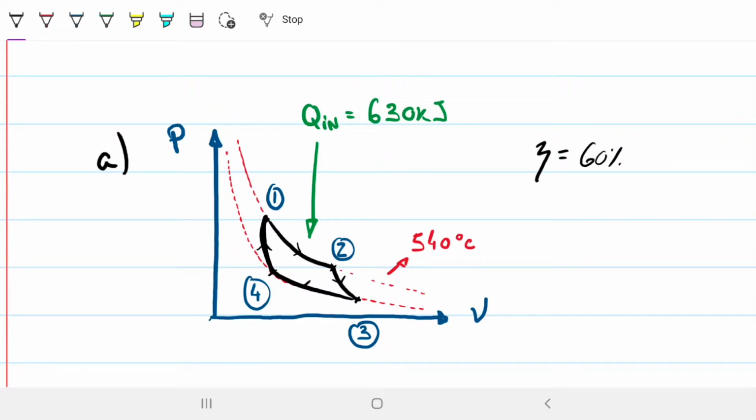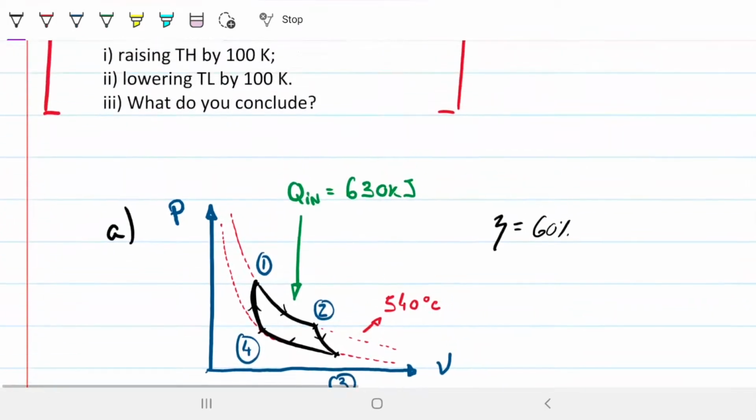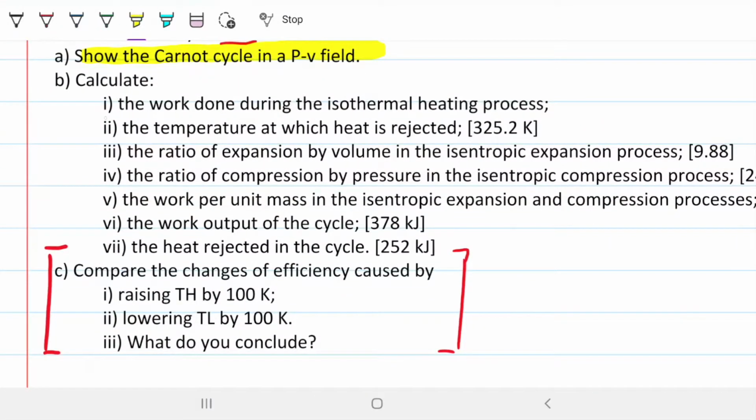Okay, so this is the PV diagram. If we find values, we can put values for V and P later, but for now, that's all we know. That's the best we can do. Part B, 1.